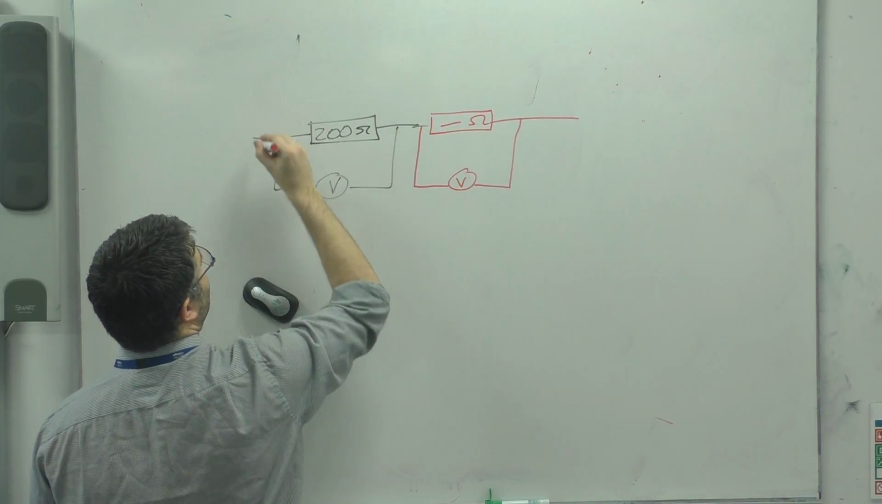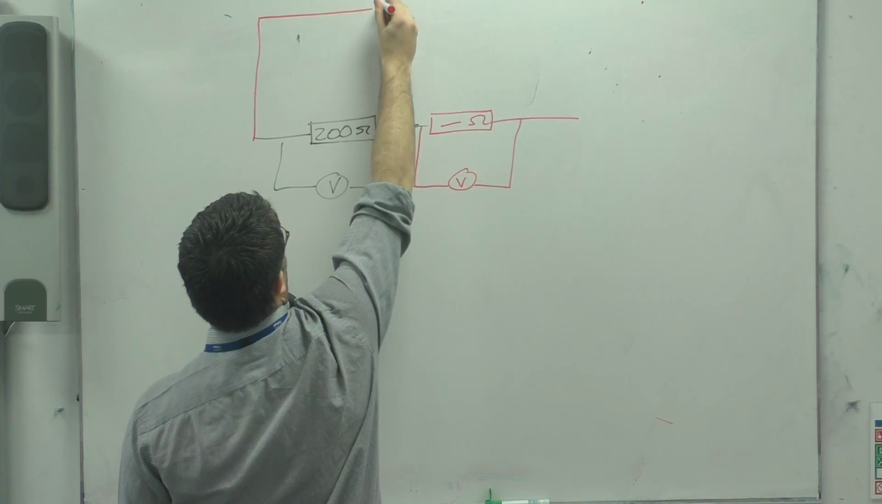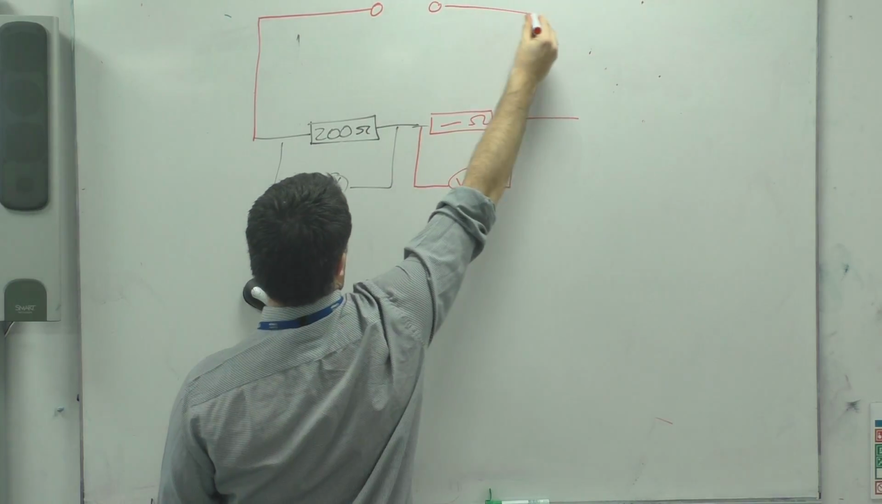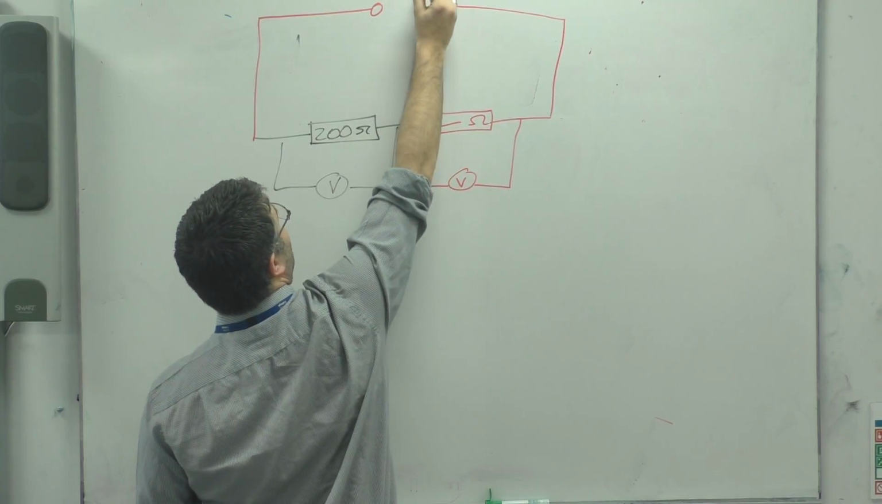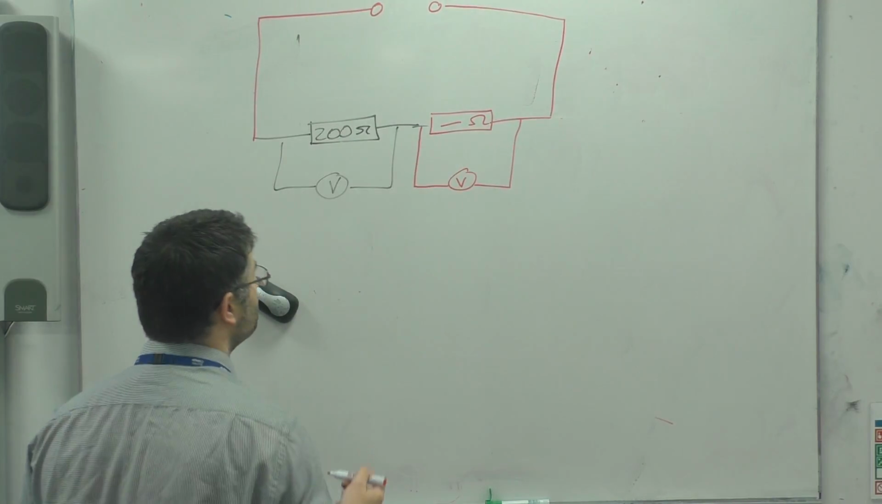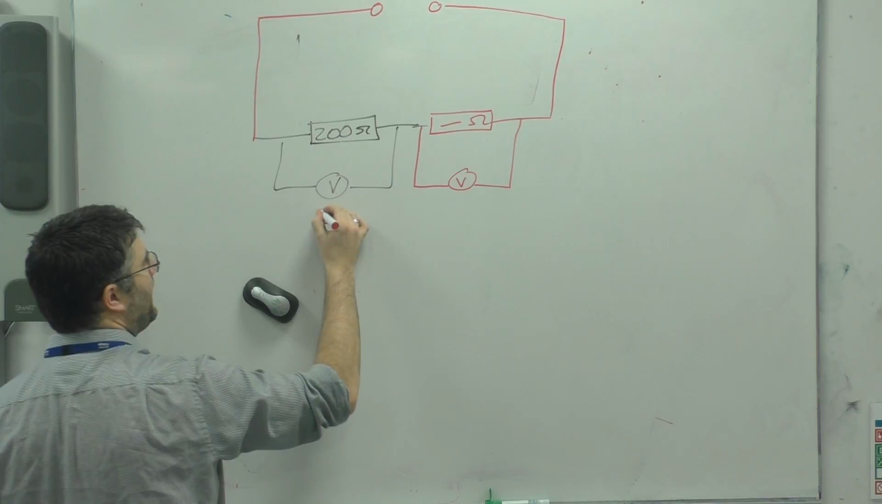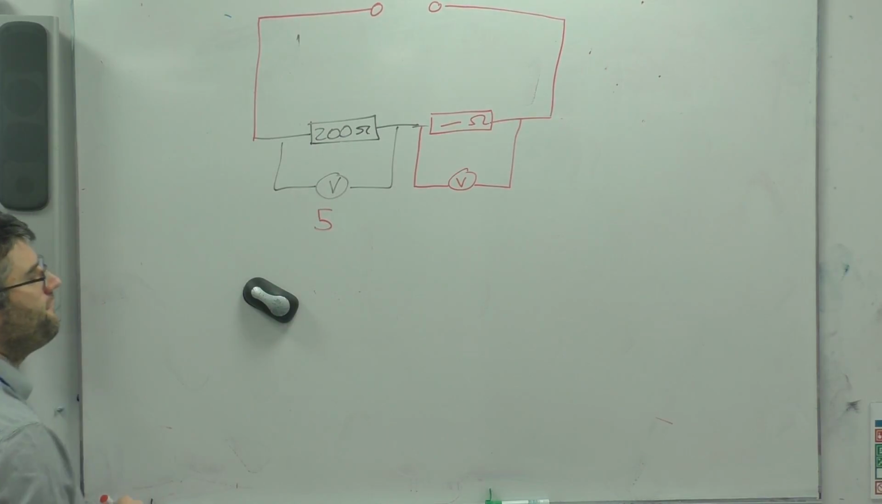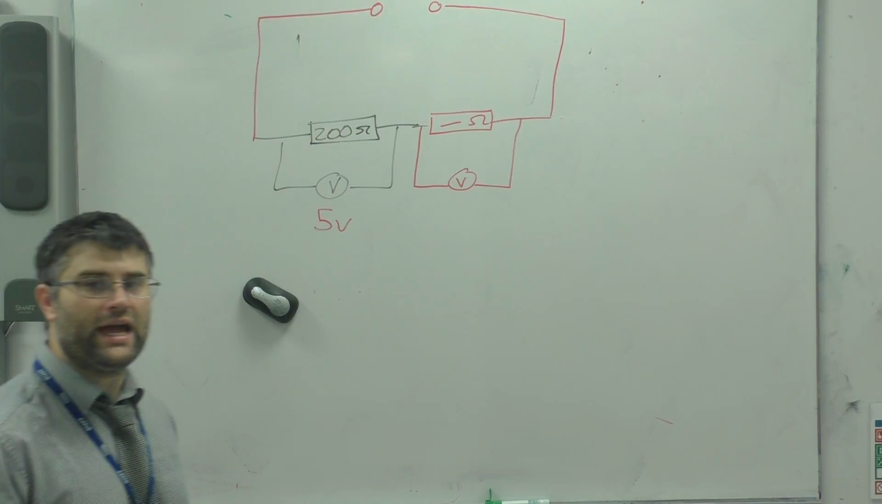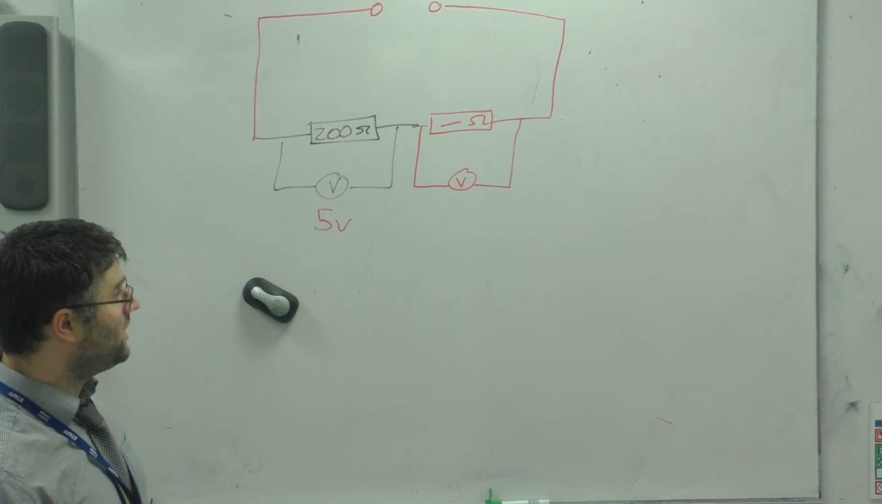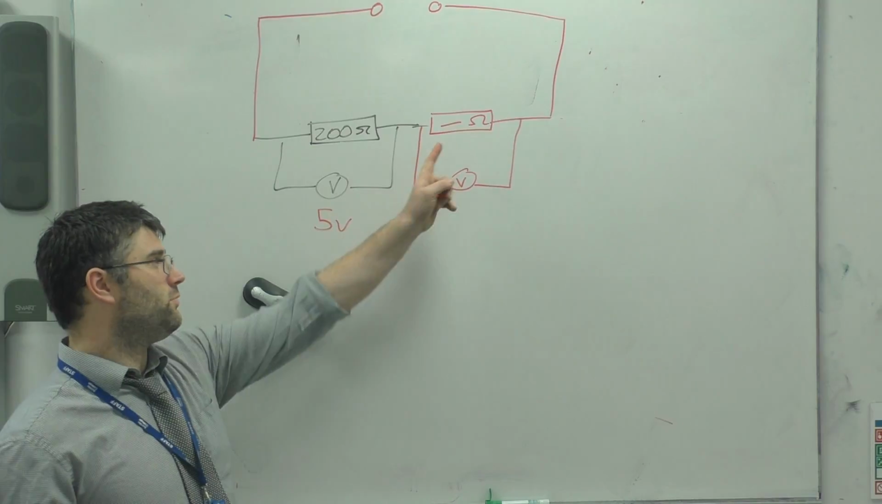So we're going to add a power supply. And we're going to say that the power supply is 12 volts. We're going to say we're going to get 5 volts across this resistor. That's what we've measured. So we can calculate what we're going to get across this one.